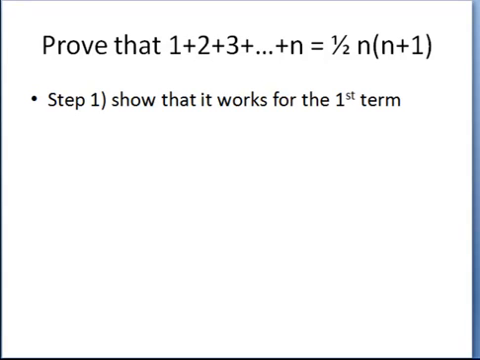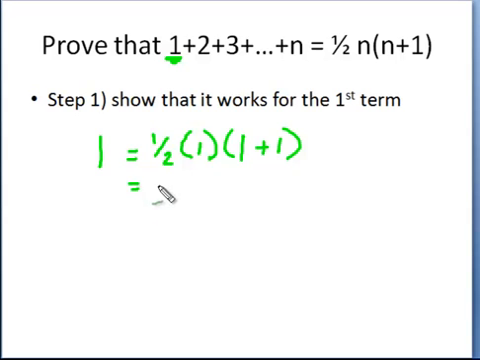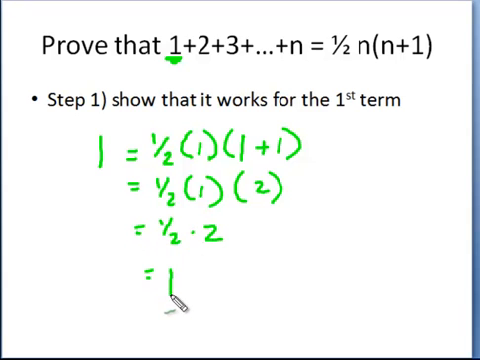We want to prove that 1 plus 2 plus 3 plus ... plus n is equal to 1/2 n times n plus 1. So step 1 is to show that it works for the first term. The first term is 1. So 1, we hope, is equal to 1/2 times n, where n is 1 in this case, times n plus 1. This is 1/2 times 1 times 2, which is 1/2 times 2, which is 1. So it does work for the first term.